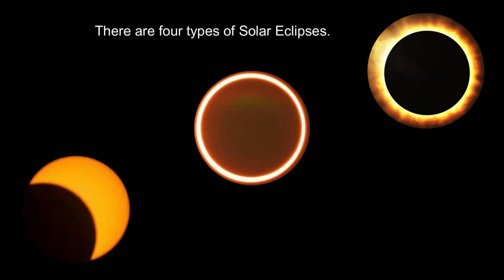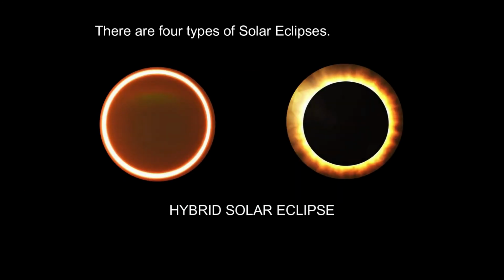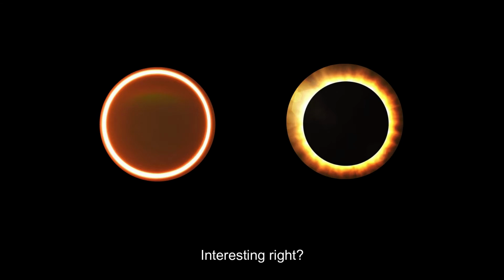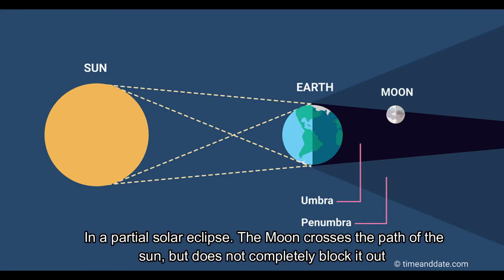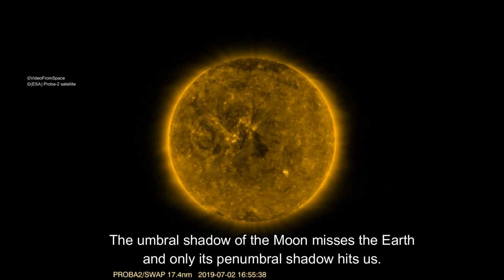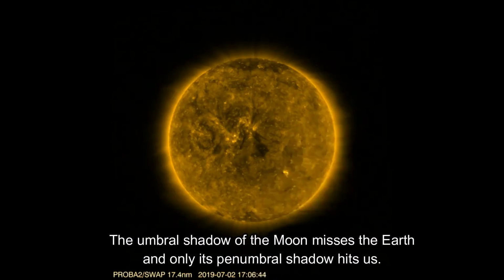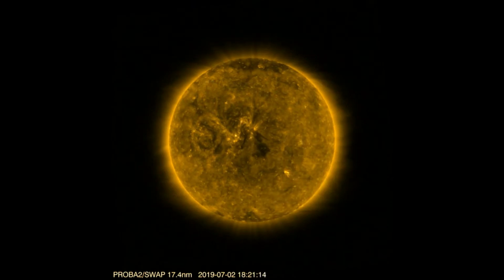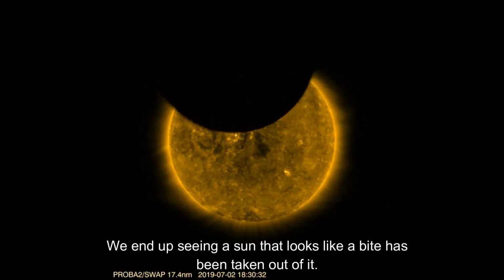There are four types of solar eclipses: partial solar eclipse, annular solar eclipse, total solar eclipse, and hybrid eclipse. Interesting, right? First, the partial solar eclipse. In a partial solar eclipse, the moon crosses the path of the sun, but does not completely block it out. The umbral shadow of the moon misses the Earth, and only its penumbral shadow hits us. We end up seeing a sun that looks like a bite has been taken out of it.